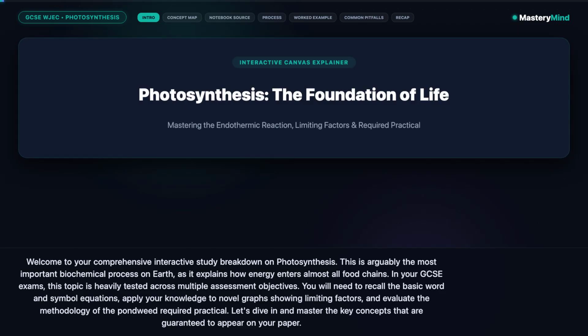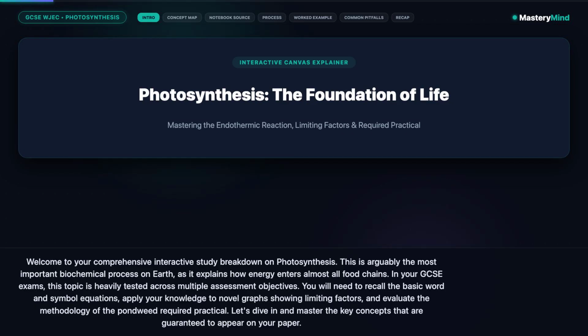Welcome to your comprehensive interactive study breakdown on photosynthesis. This is arguably the most important biochemical process on Earth, as it explains how energy enters almost all food chains. In your GCSE exams, this topic is heavily tested across multiple assessment objectives.